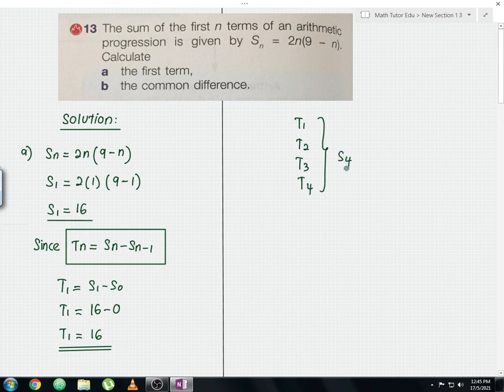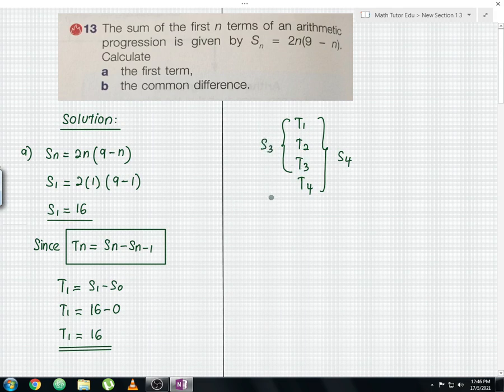Pretty simple, right? And then you add three terms. So from here to add the sum of the first three terms, it will be T1 plus T2 plus T3. That means you add from here till here. So when you add T1 plus T2 plus T3, you will get S3.